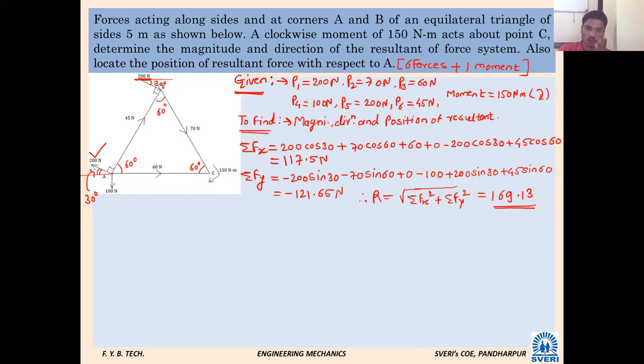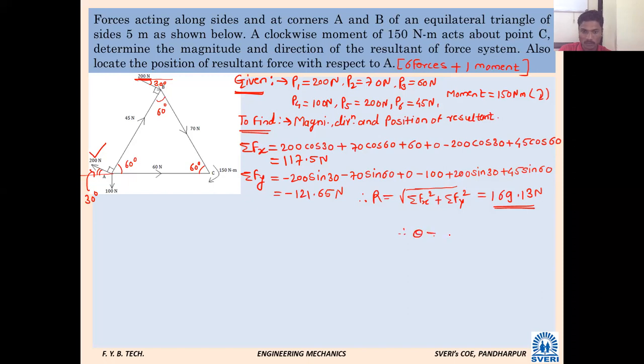Those who have committed a mistake, will you guide me where you committed it? Those whose answer came different from this, those who got a little different answer, will you tell me where you committed the mistake? We should learn from our mistakes. You should learn where you have committed a mistake. Someone has given the answer as 186, someone 114. So you just check where you committed the mistake. I will not go into that mistake.